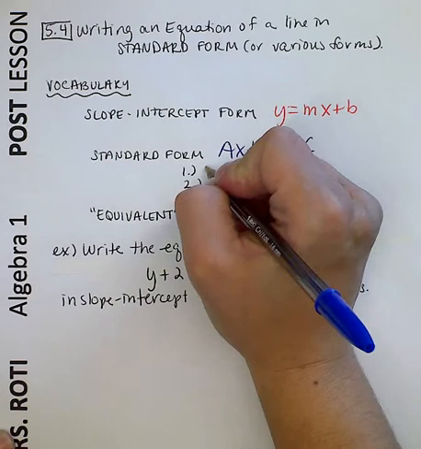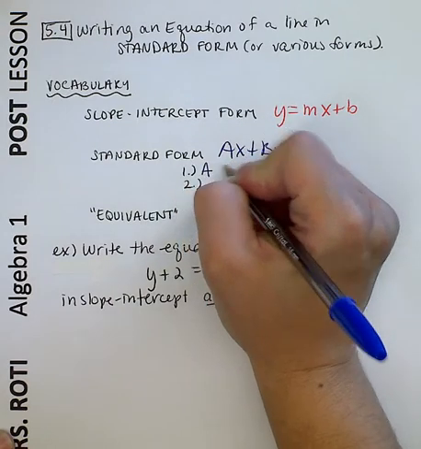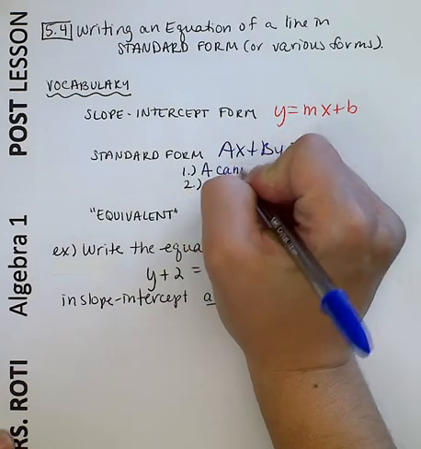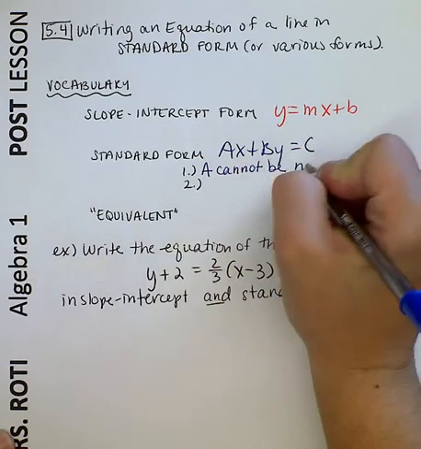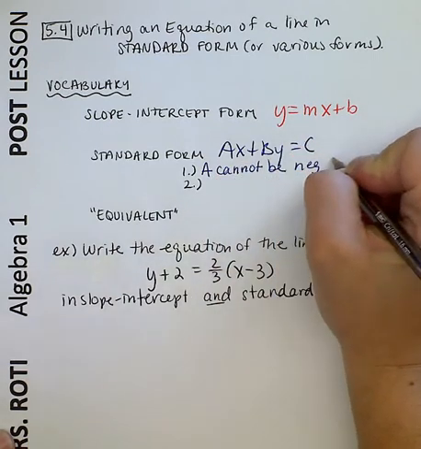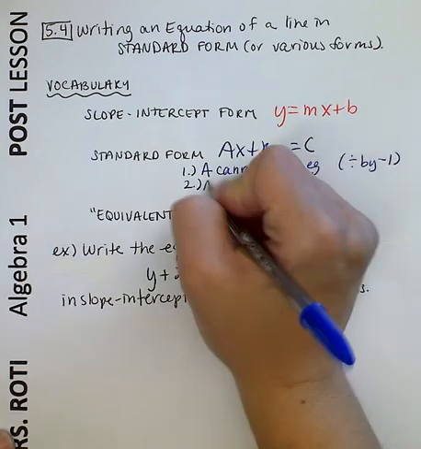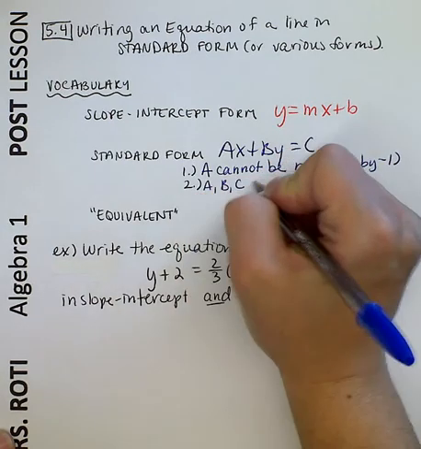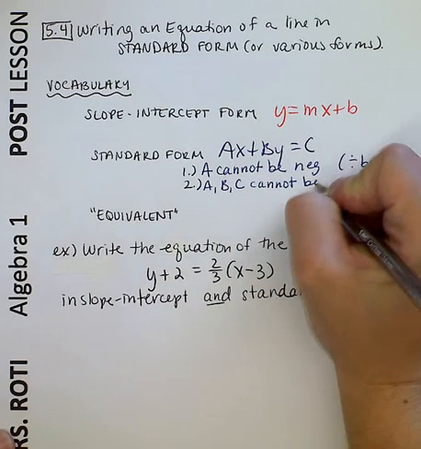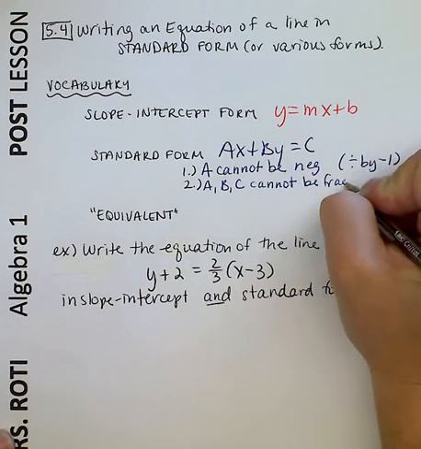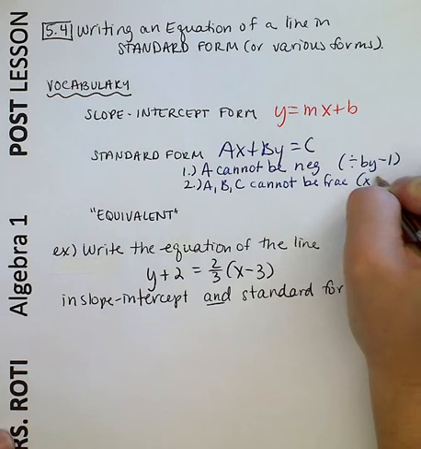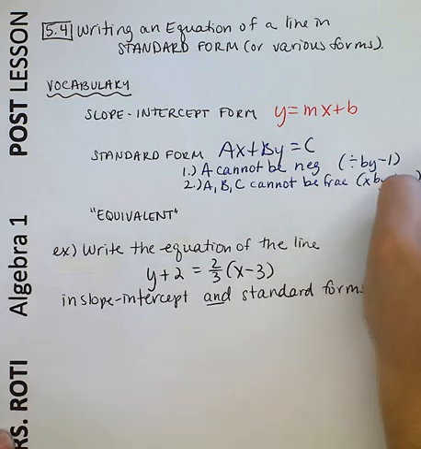The A cannot be negative. If it is, we divide through by a -1. The A, B, and C should not be fractions. So if they are, we can multiply through by the denominator. That'll clear out those fractions.